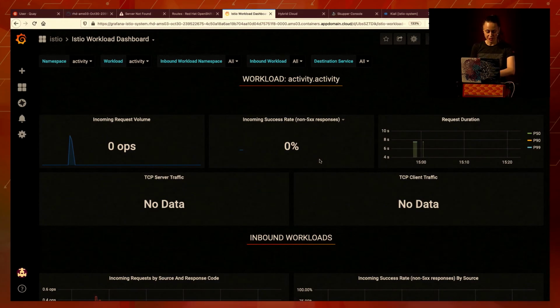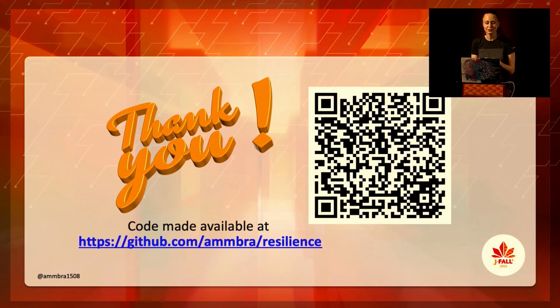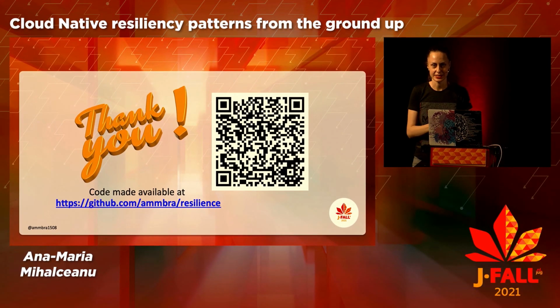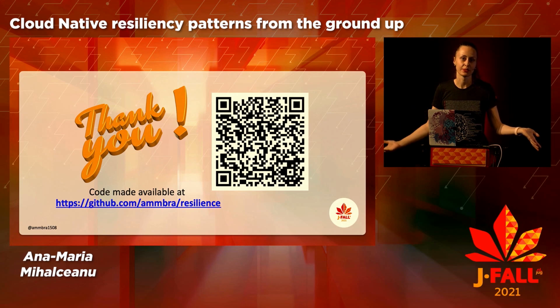Now, first of all, thank you. The code is available on GitHub in the resilience repository. It's all documented there, all the steps and everything. It's a little bit more on the Istio side, but I hope you would like to play with that one as well.